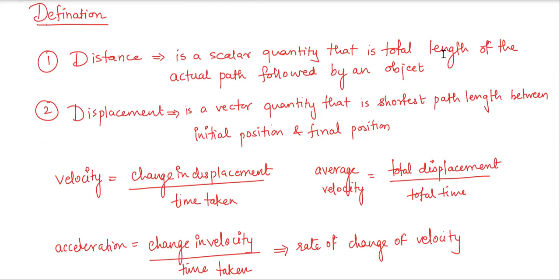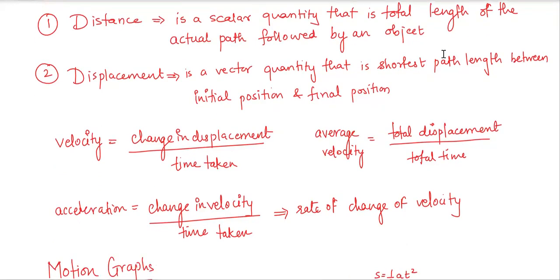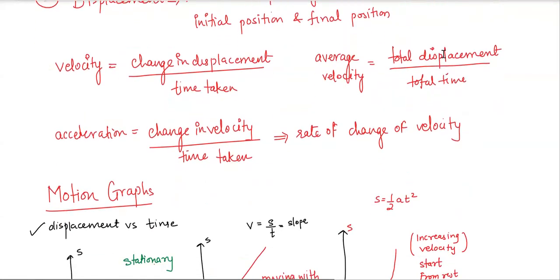But the important thing here is to remember that distance is the total length the body actually travels, while displacement is the distance between the initial position and the final position, that's the shortest path between them. We know that velocity is change in displacement over time, but we also need to know the average velocity, that is total displacement upon total time taken. Acceleration is change in velocity, or we can say it is the rate of change of velocity. So those are the very basic definitions.